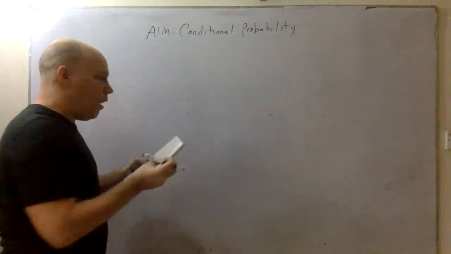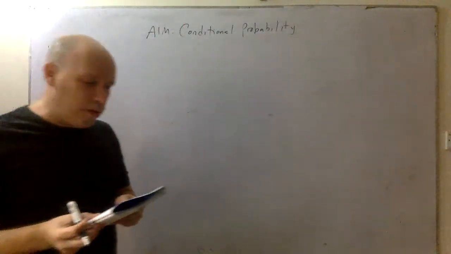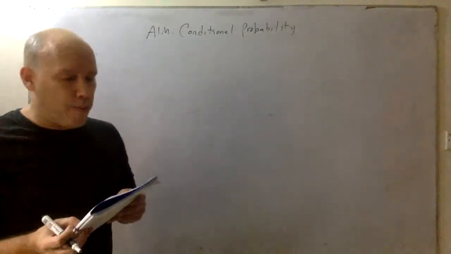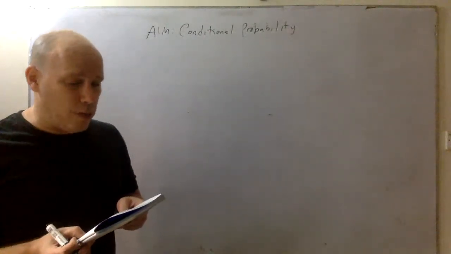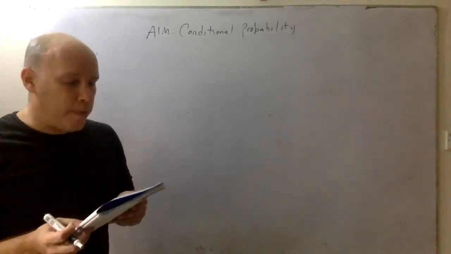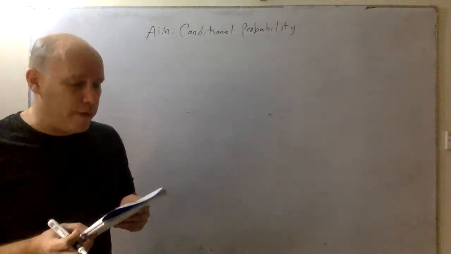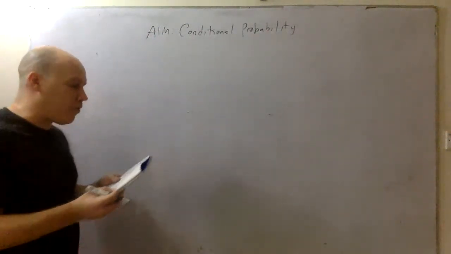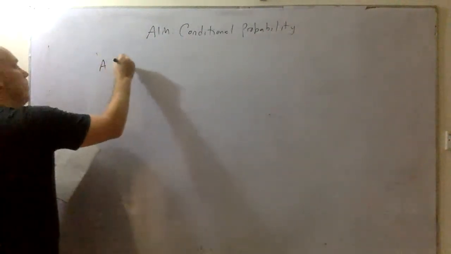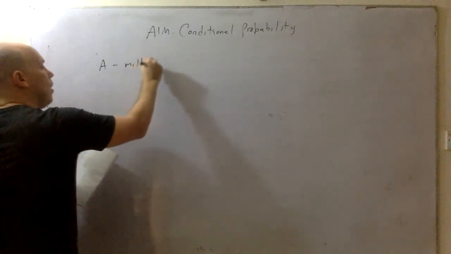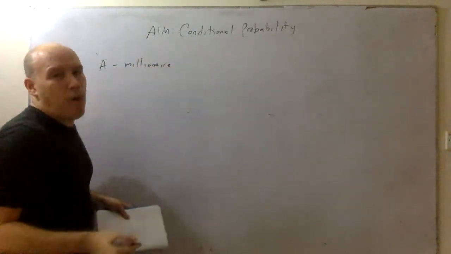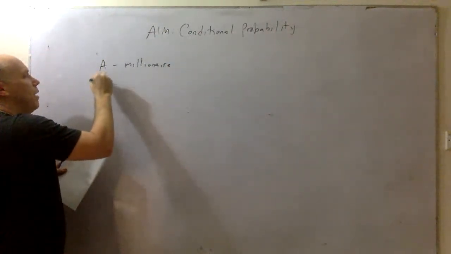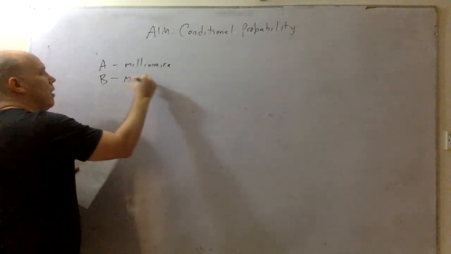So we're told that for people who live in Japan, the probability that you're a millionaire is 1 out of 10,000. The probability you live in a mansion is 1 out of 30,000. And the probability that you're a millionaire and you live in a mansion is 1 out of 40,000. So first of all, I'm going to let A be a millionaire. This is right out of the book. I'm just substituting this because I don't feel like writing millionaire. B is mansion.